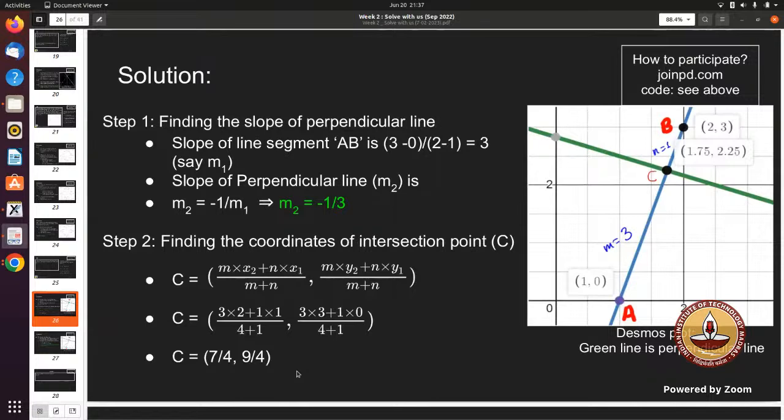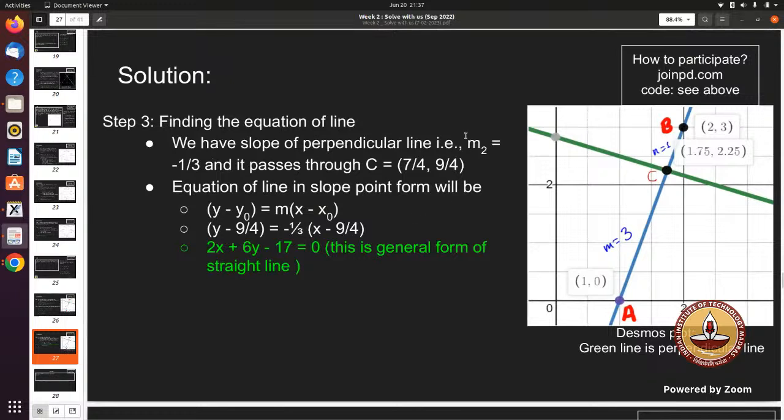Tanya? Yes, sir. Okay. Now I have the slope of a straight line, which is minus 1 by 3, and it passes through 7 by 4 and 9 by 4. So I can use this formula to get the equation of the straight line, nothing else. Okay. There is some error here. So this should be x minus 7 by 4.